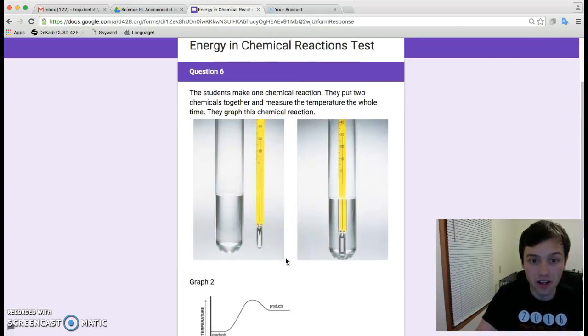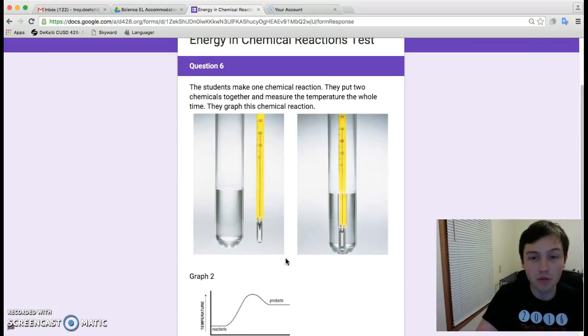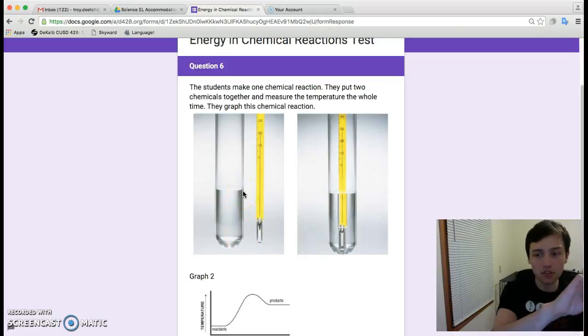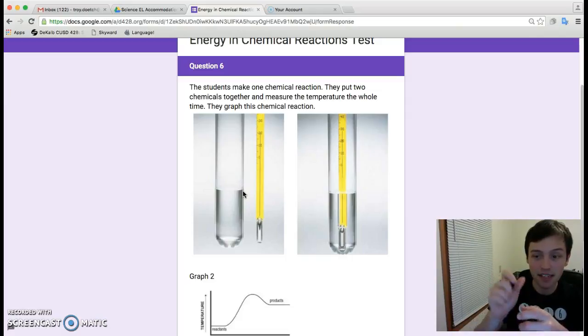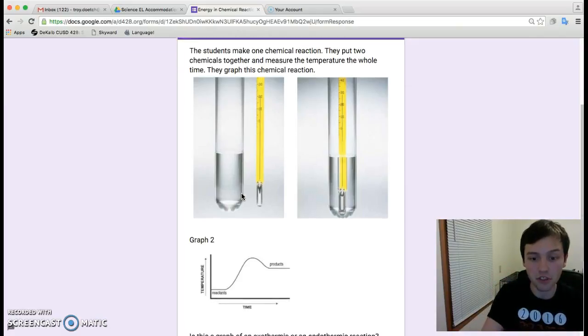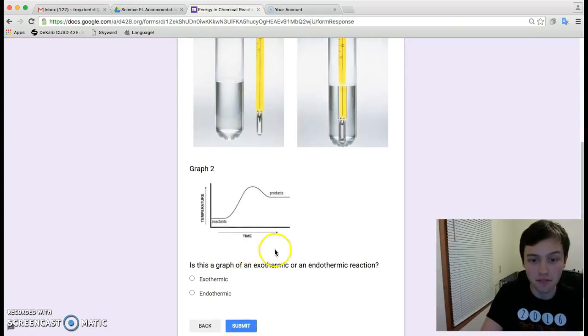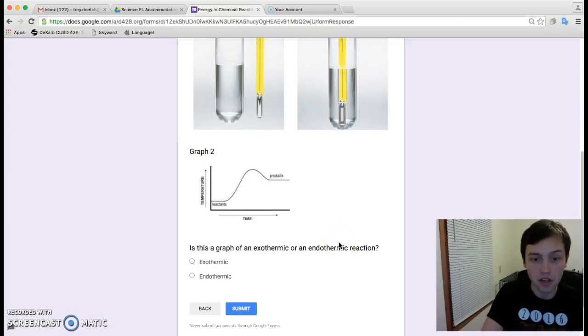And the final question here, question 6. The students make one chemical reaction. They put 2 chemicals together and take the temperature the whole time, and then they graph the reaction. So the students put the 2 chemicals together, they're taking the temperature, and they time it, and then they graph it. So here we have this graph that they made based on that. They have the temperatures, and they have the time. Is this graph exothermic, or is it endothermic?